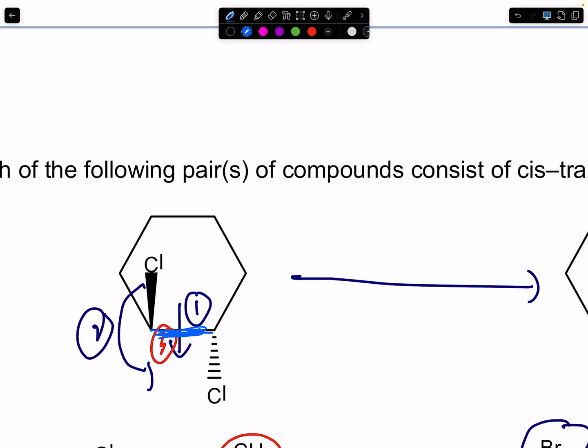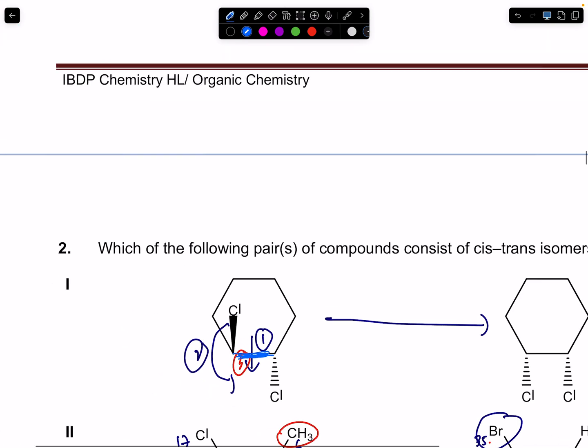I thought you mentioned that cis-trans doesn't exist for C6 and above. Yeah, but this one, they're just giving you an example. They still have it, but to a smaller degree.